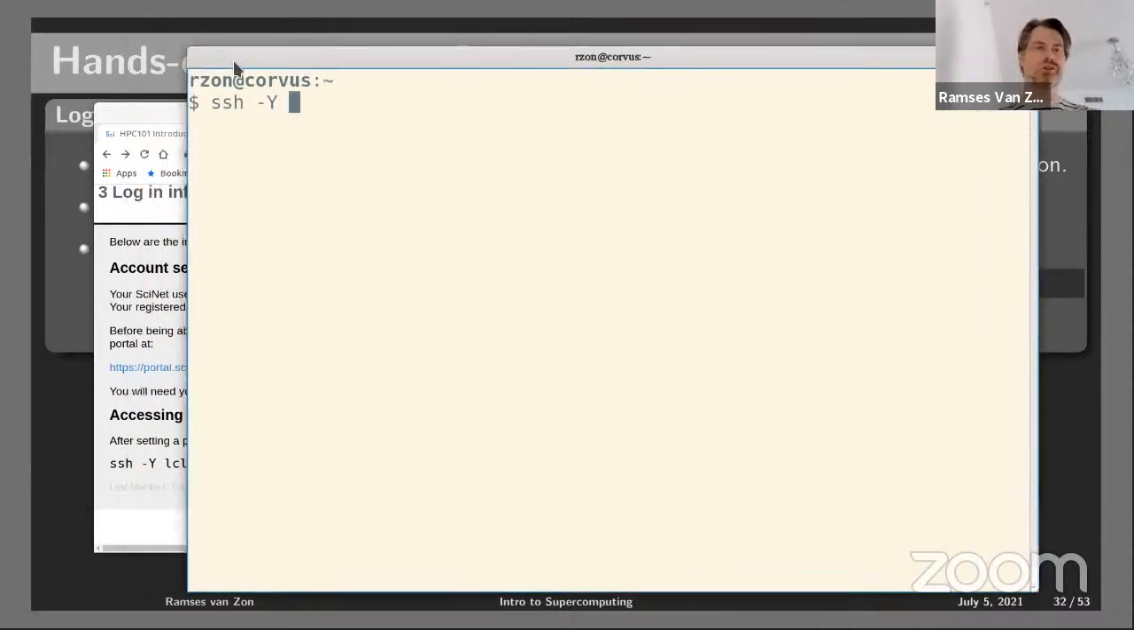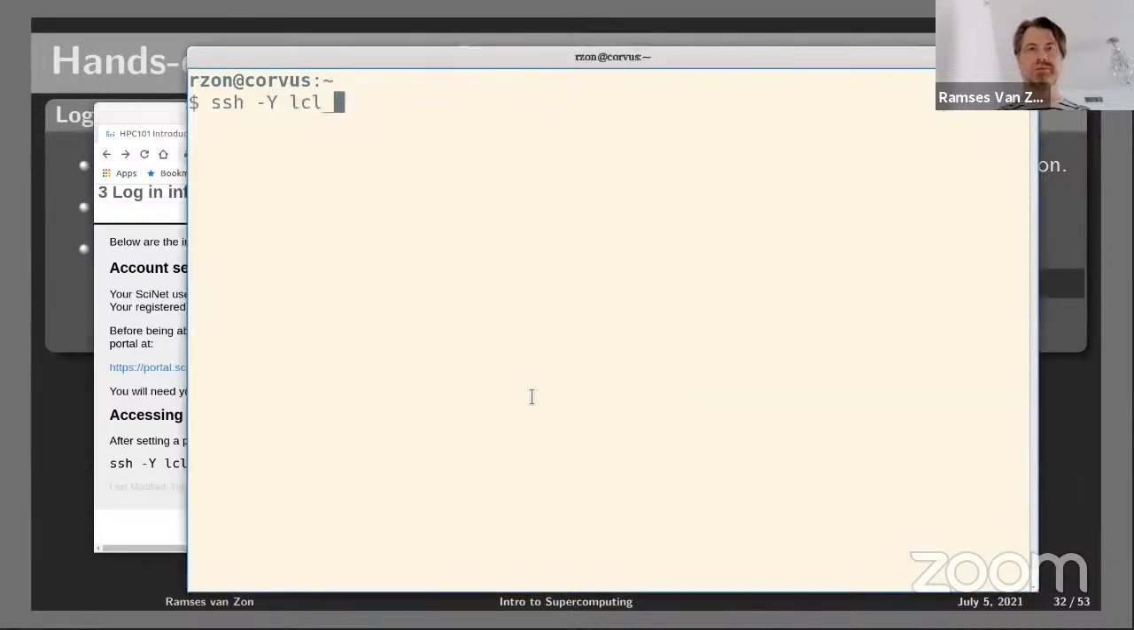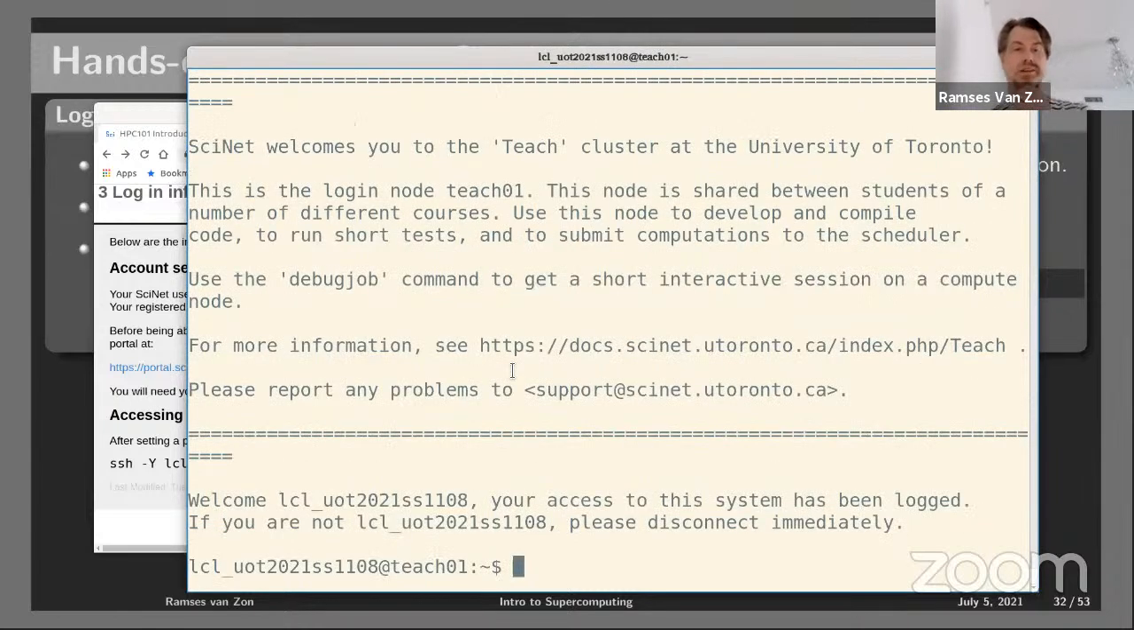-Y, which is actually optional, but let me do it anyway. LCL. Let's copy it. Oh, I think I did it right. It's only one underscore. If you've got the PDF from the website, copy and pasting, you have to be careful with that. Underscores tend not to survive copy and pasting. But then it will ask you for your password. So the password you just chose, and then it will tell you something like this.